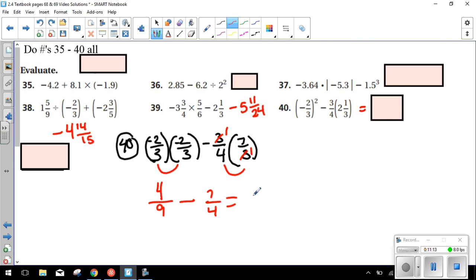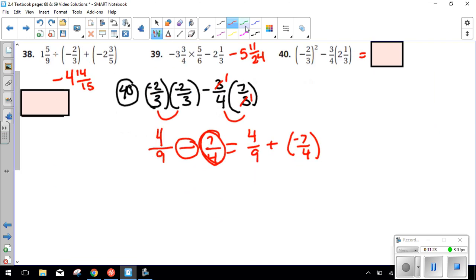Now I'm going to take this and rewrite it. 4 over 9, add the opposite. Okay, so I just made this plus, and I made this the opposite sign. Okay, so from here, I'm going to find a common denominator. So you can list your factors of 9 and 4. You will come up with 36.